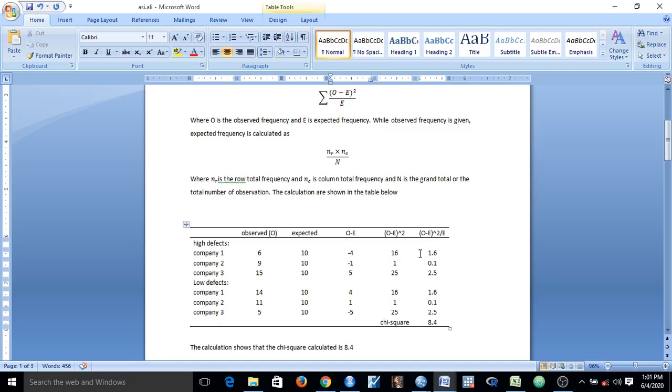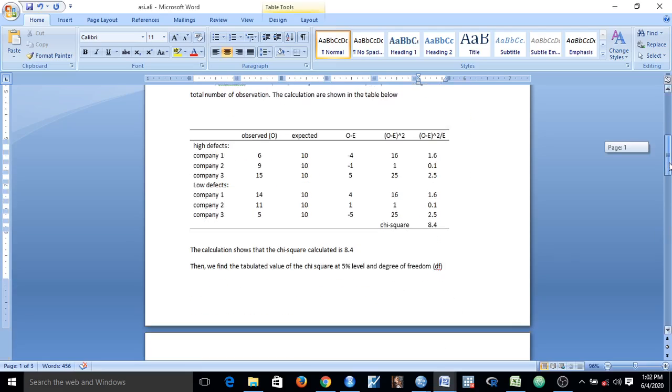So then we now go to here. This column, we divide it with what? The expected value. So we have 16 over 10, 1.6, 1 over 10, 0.1, 25 over 10, 2.5, 16 over 10, 1.6, 1 over 10, 0.1, 25 over 10, 2.5. Then we add everything together.